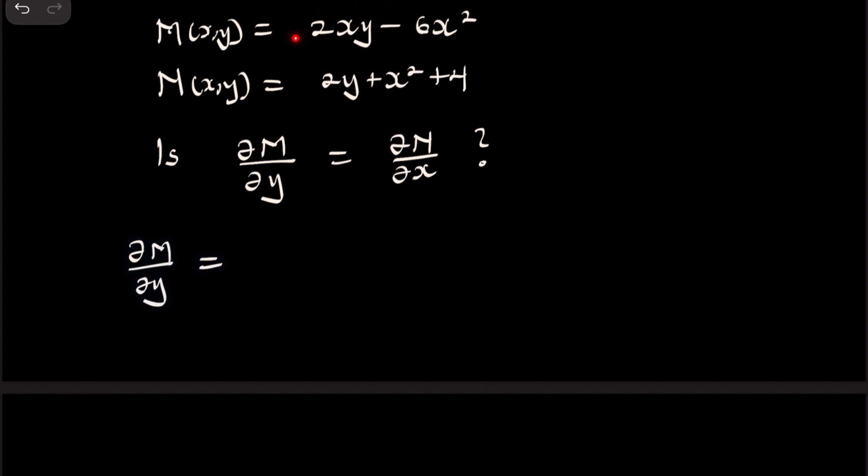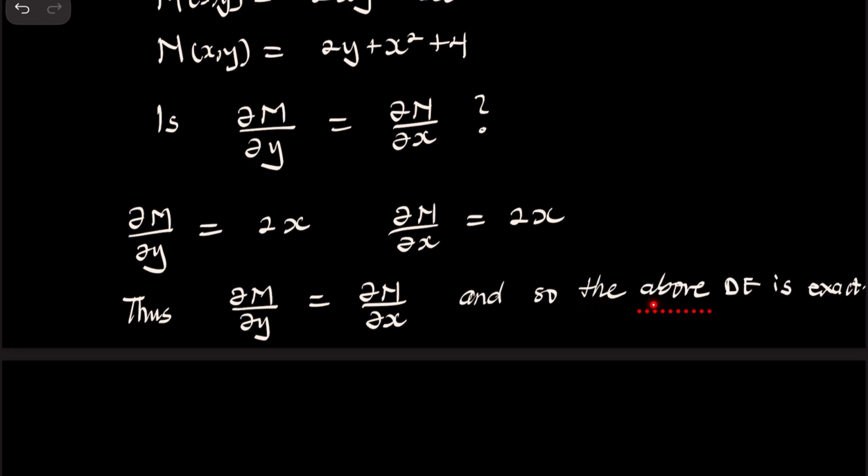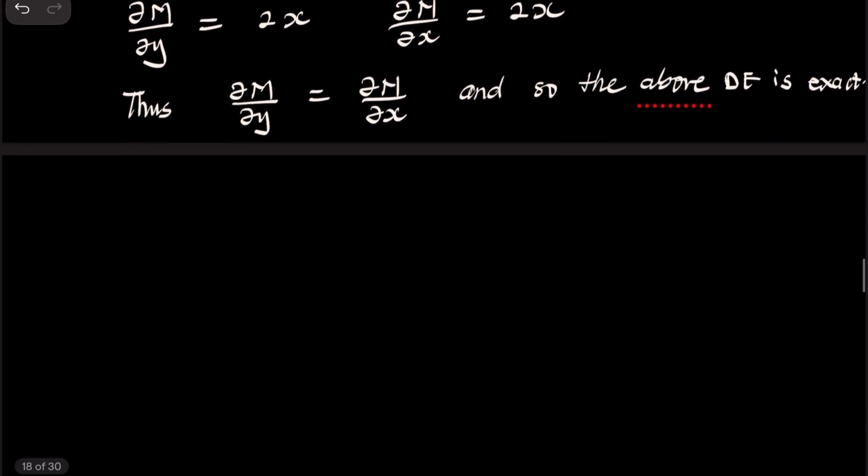And so we are going to differentiate this with respect to y, so we are going to keep x as a constant. And so differentiating M with respect to y, we are going to have 2x. Also, partial of N with respect to x will be equal to, so here we are going to treat y as a constant, and so we are going to have our result to be 2x. And so partial of M with respect to y is the same as partial of N with respect to x. Thus, partial of M with respect to y is equal to partial of N with respect to x, and so the above differential equation is exact.